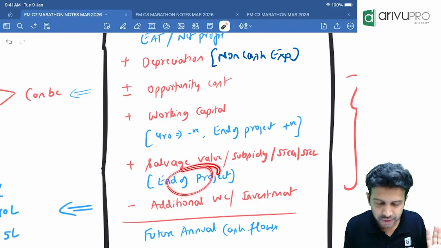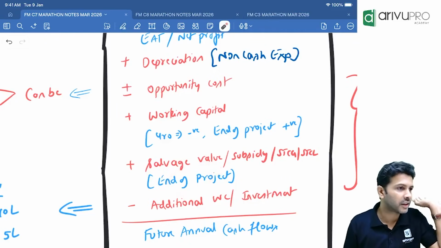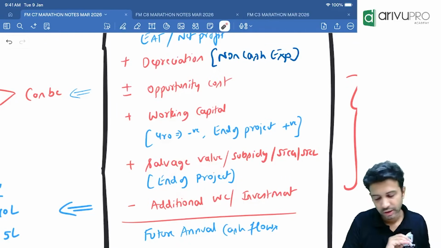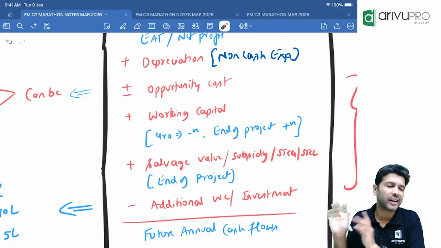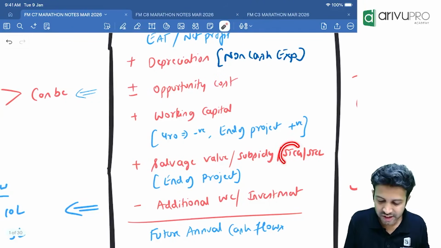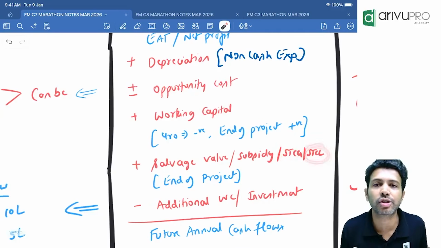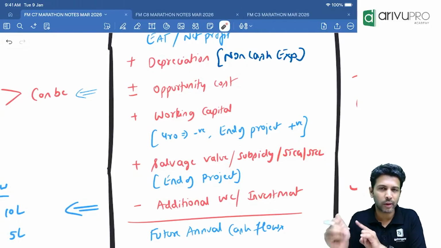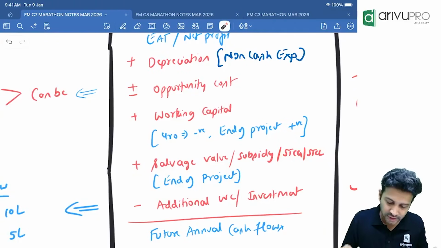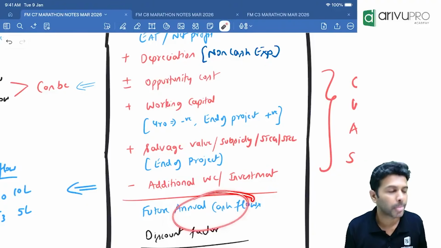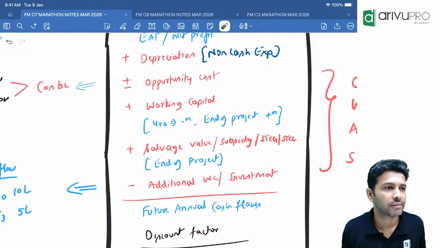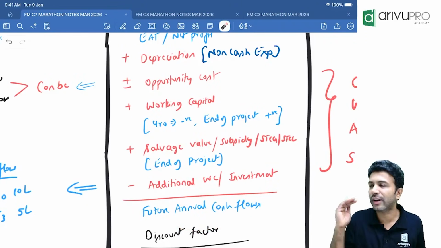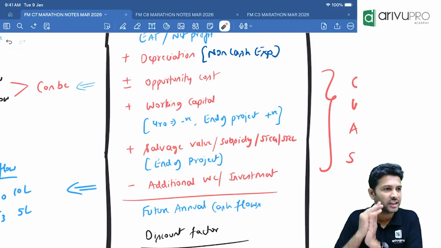Okay, I've just written end of the project here, but it could be whichever year as per the question. That is one. STCG, STCL, I'll take up a little later. Leave that. STCG is your short-term capital gain. STCL is your short-term capital loss. I'll take you through one question later. This, if you do, finally you will get what, people? Every year's cash flows. Now, based on this, we do some adjustments that we will see method by method.